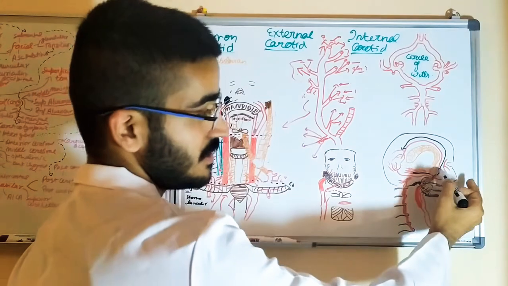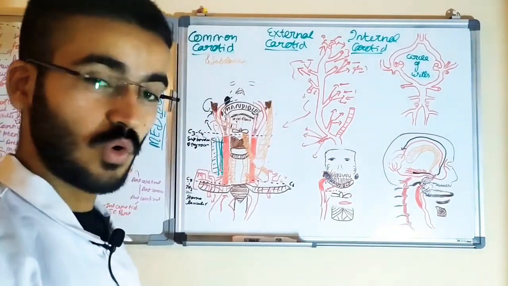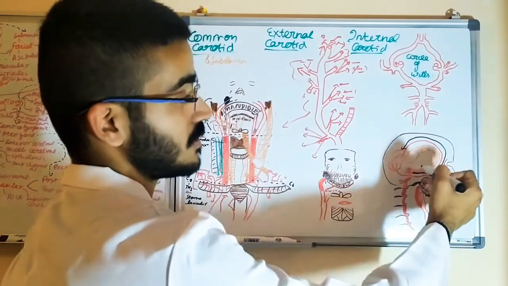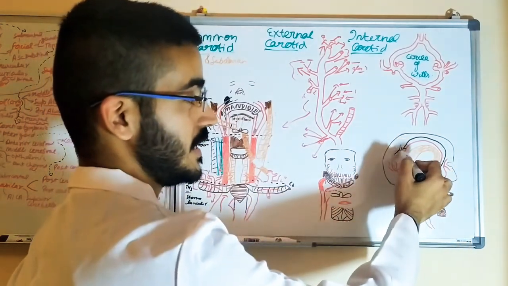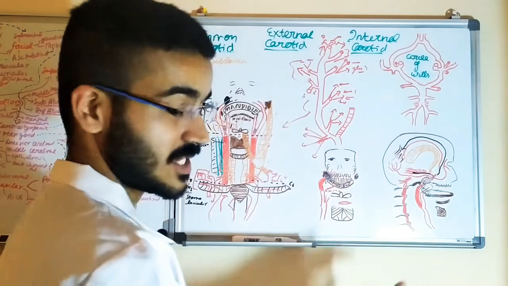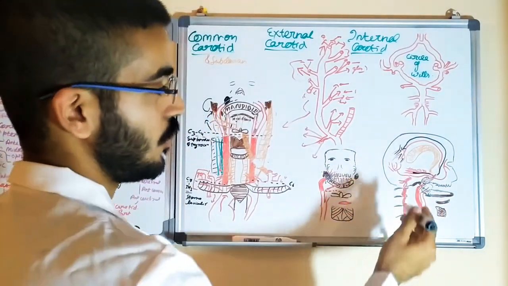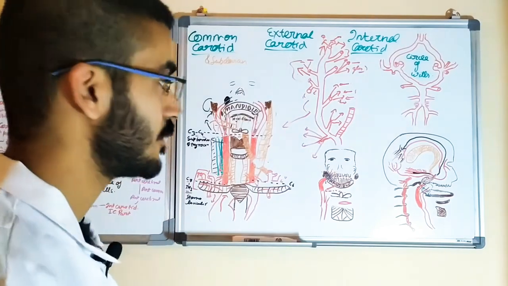The anterior cerebral branch moves along the corpus callosum, and posteriorly it anastomoses with the posterior cerebral branch of the basilar artery.